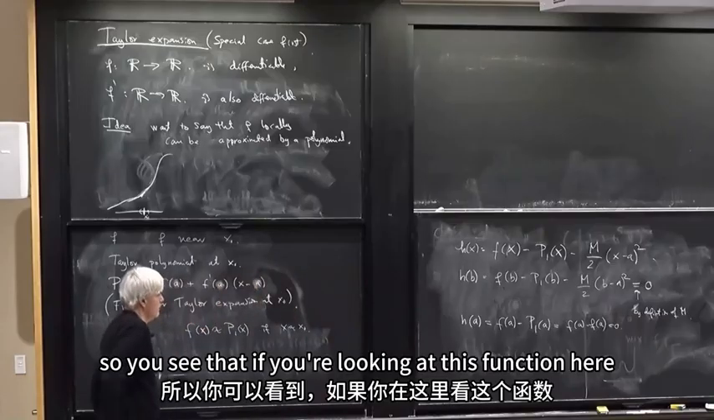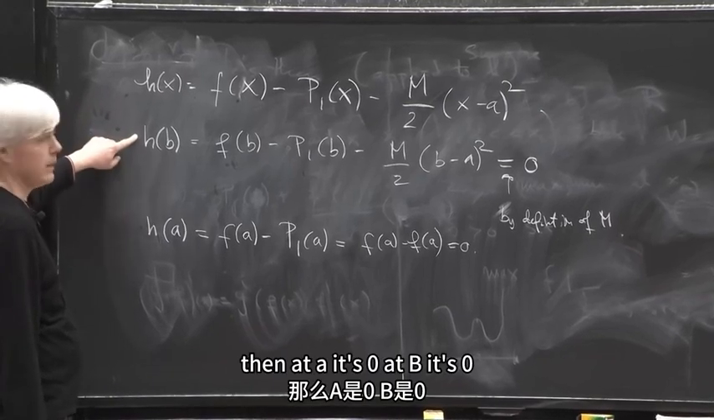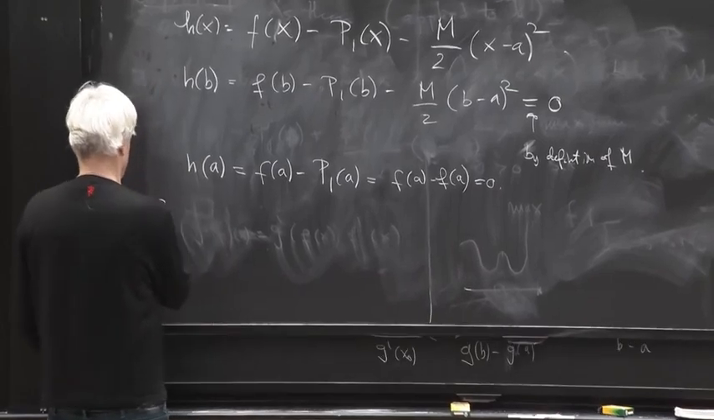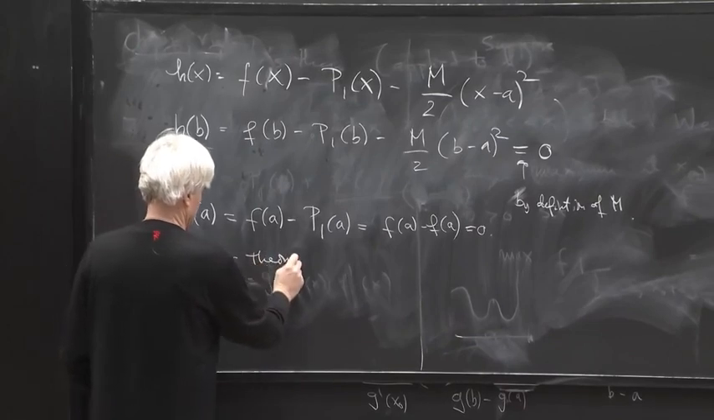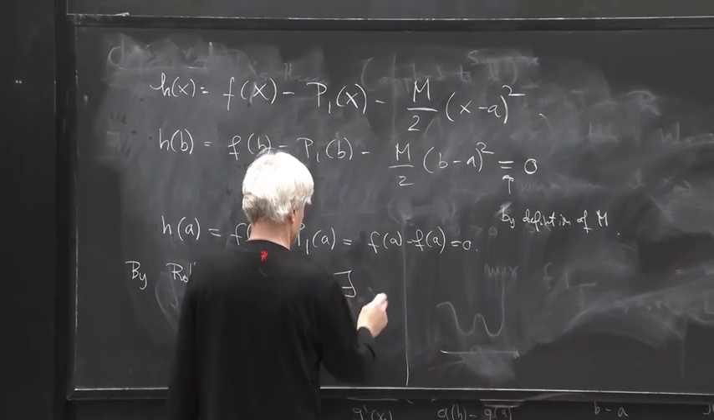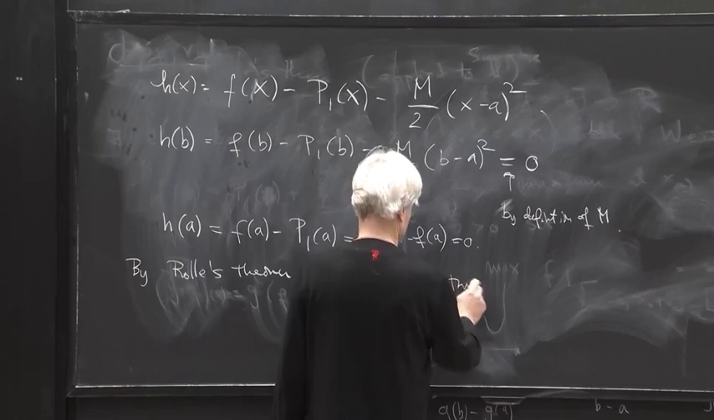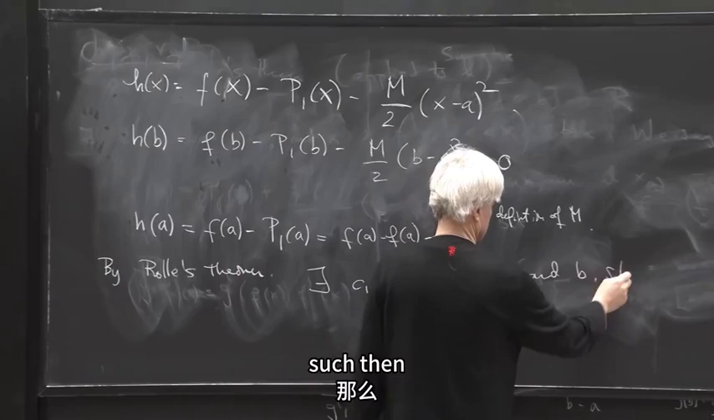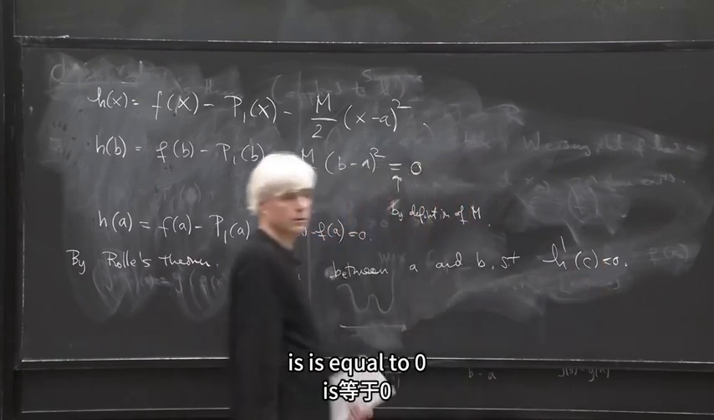So you see that if you're looking at this function here, then at a it's 0, at b it's 0. So by Rolle's theorem, there exists C1 between A and B such that h prime of C is equal to 0.